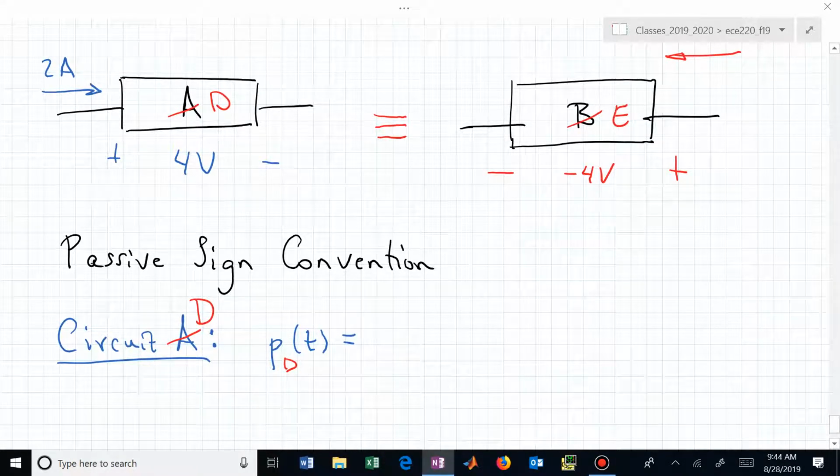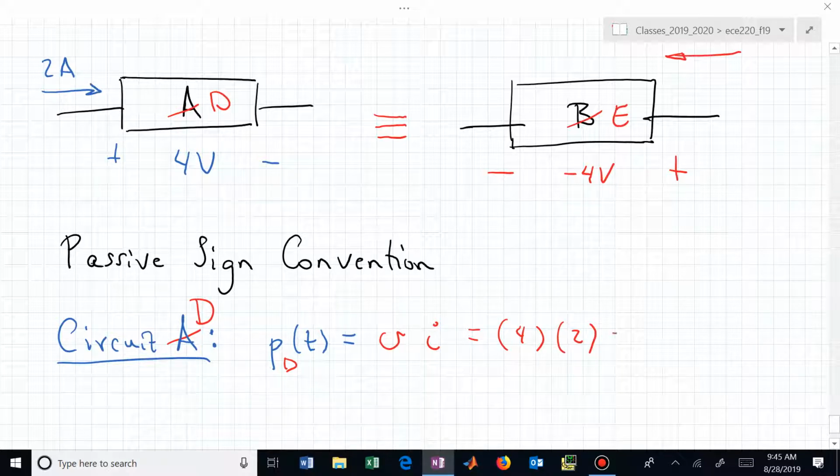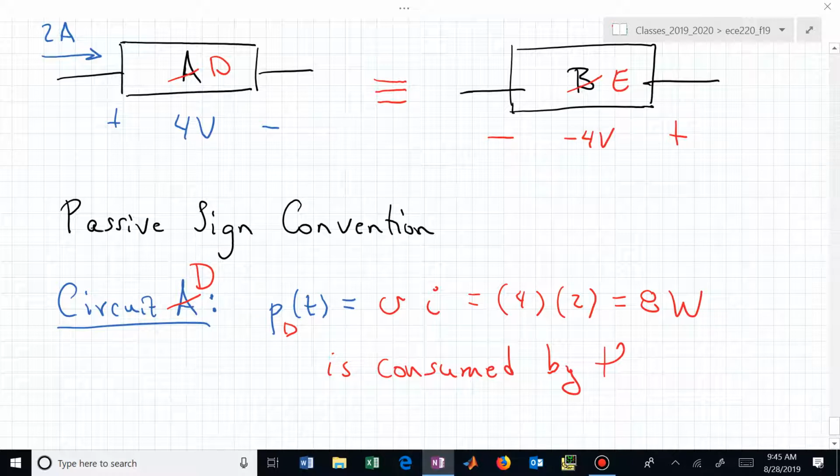What's the passive sign convention tell us? What's the formula for P for the leftmost circuit element? Is it VI or minus VI? That's all I'm asking for passive sign convention. It's one of 2 possibilities. And this just depends on whether that current goes through the positive label before it goes through the rest of the circuit element. So in this case, it's going to be VI. And V is 4 and I is 2. So we have 8 watts is consumed or absorbed by that circuit element.